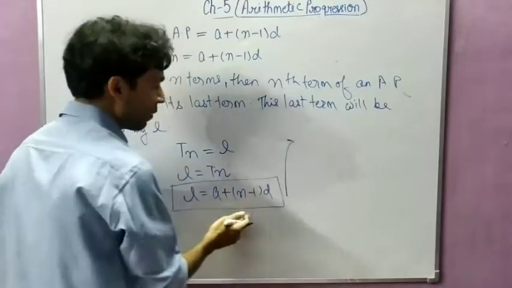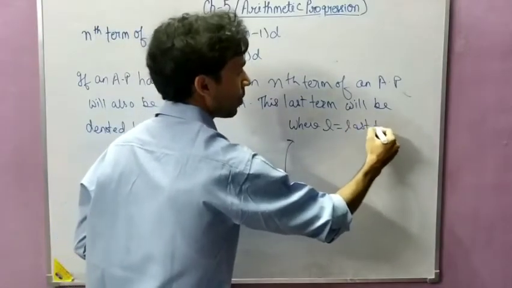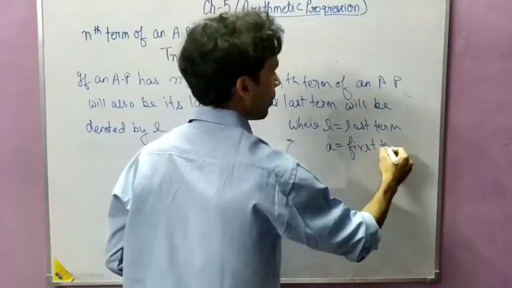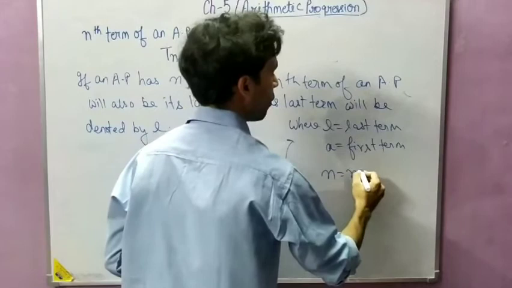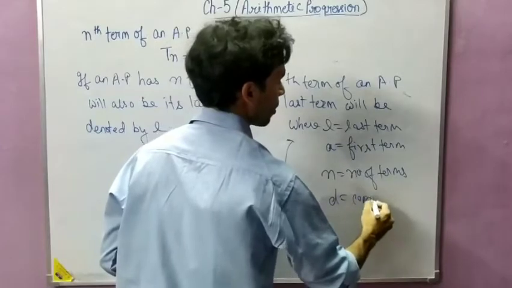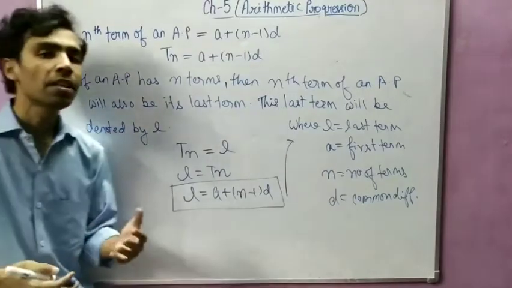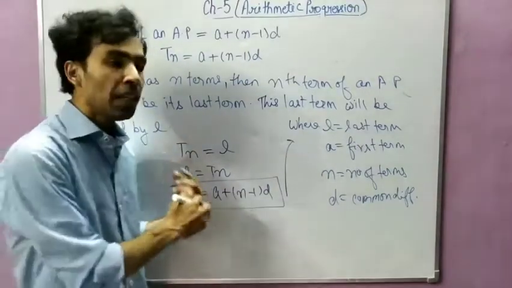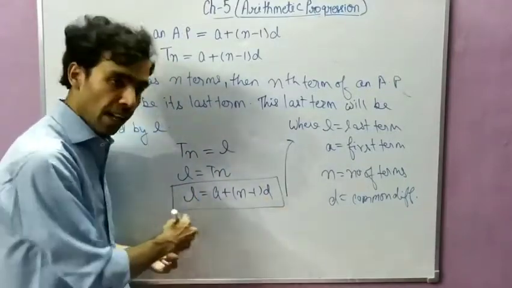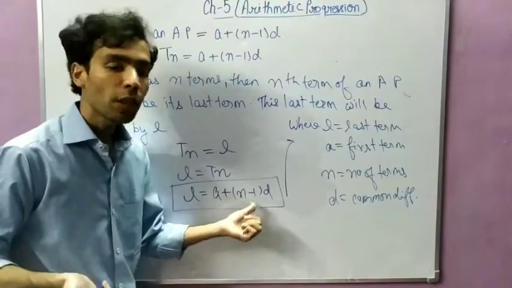After this formula you will write where L equals last term, a equals first term, n equals number of terms, and d is equal to common difference. Whenever you write or read a formula, you should know the meaning of all the symbols present in the formula. In this formula four types of symbols are present. L, so you should know the meaning of L also.